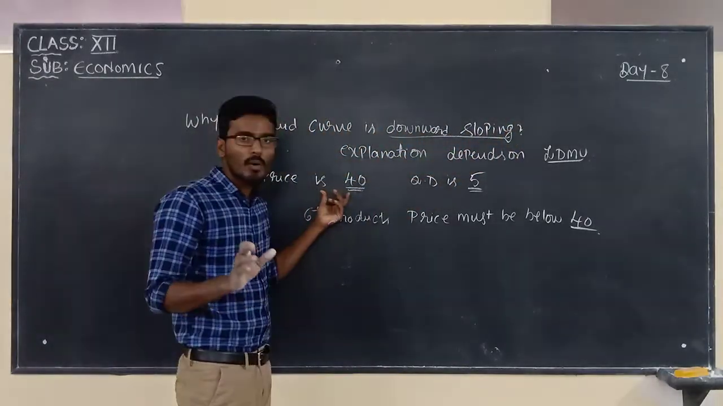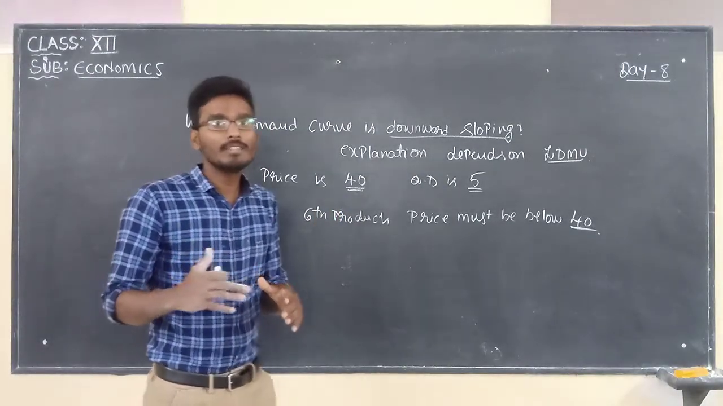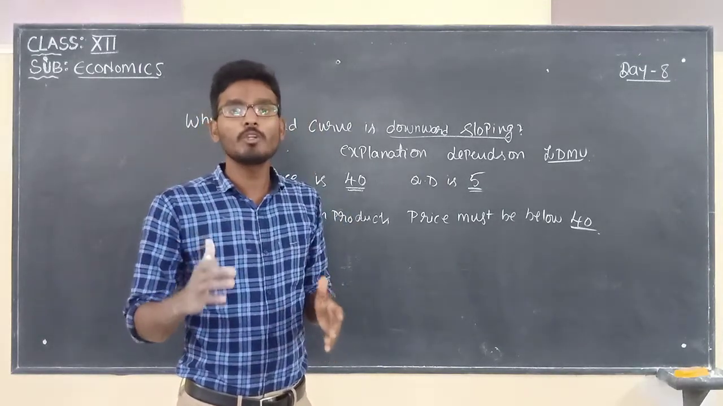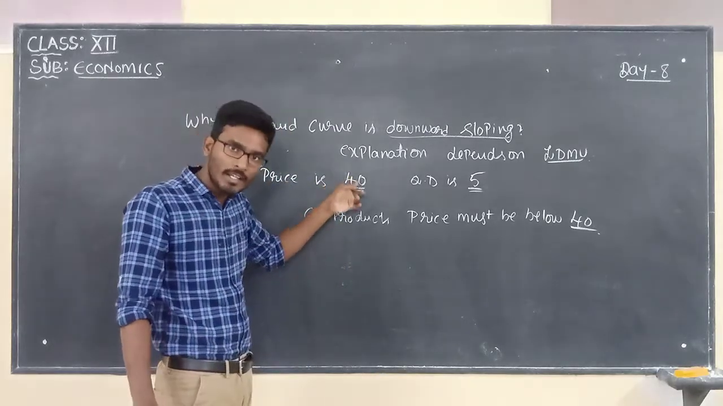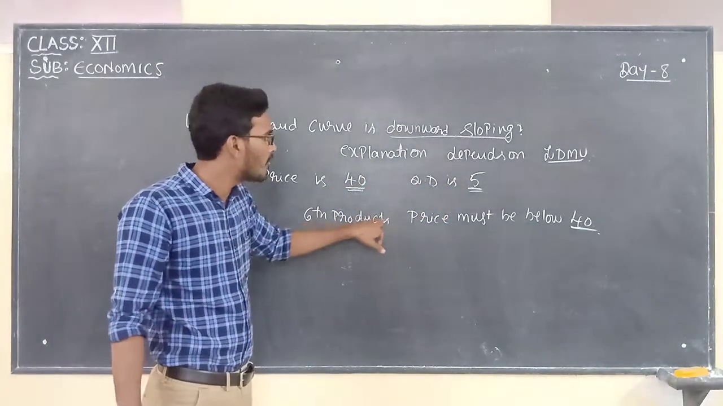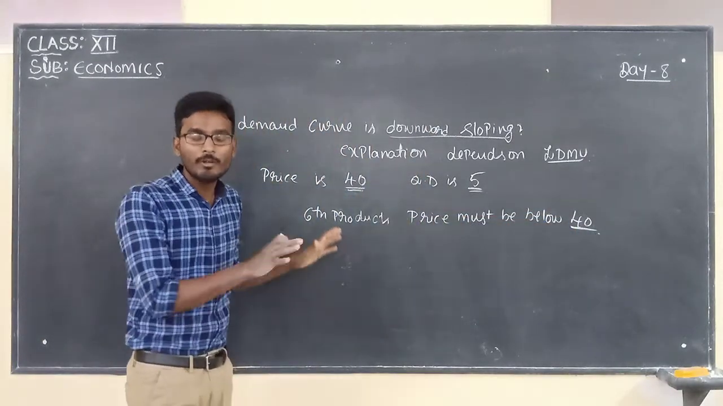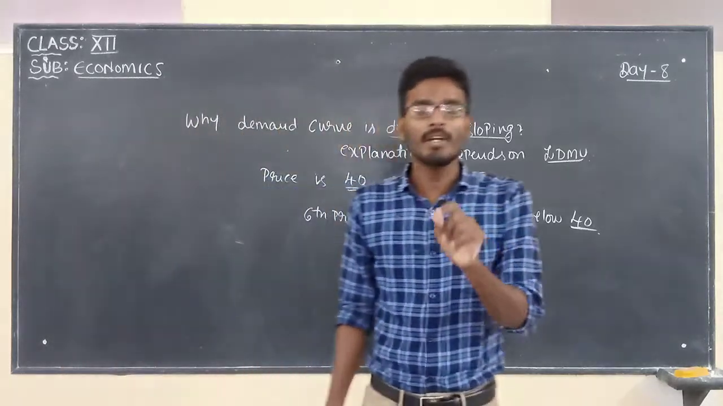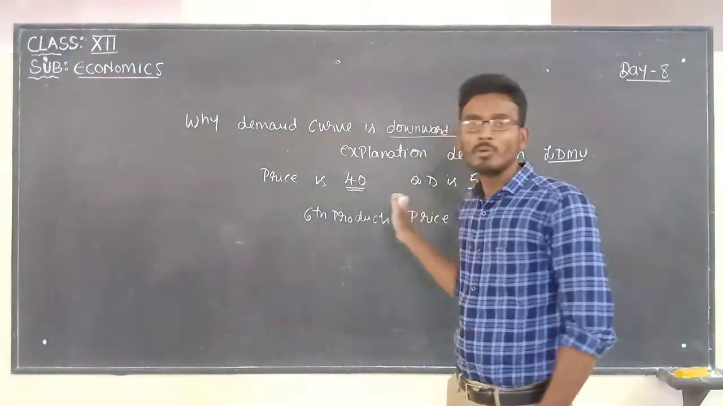When the price of a product is 40, you can write that a consumer is not willing to purchase a sixth unit at a higher price. He does not want to spend more money on an additional unit. When the price is 40, the quantity demanded is 5. If he wants to purchase a sixth unit, the price must be below 40, and then only will he purchase. Due to this reason, the demand curve has a negative slope. So this is the reason why the demand curve is downward sloping.